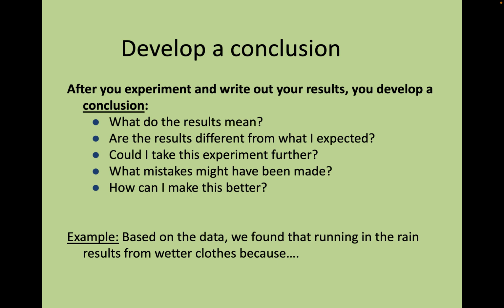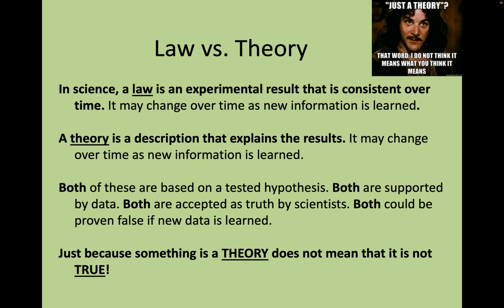Now you need to figure out what your conclusion is. So what do your results mean? Are they different? How could I have done it better? What mistakes might I have made? Which happens. Mistakes happen. You just got to be honest about them. It's fine if your experiment ends up something you didn't want it to be at all. So, for example, a conclusion sentence might be, based on the data we found running in the rain results from wetter clothes because, explain yourself.